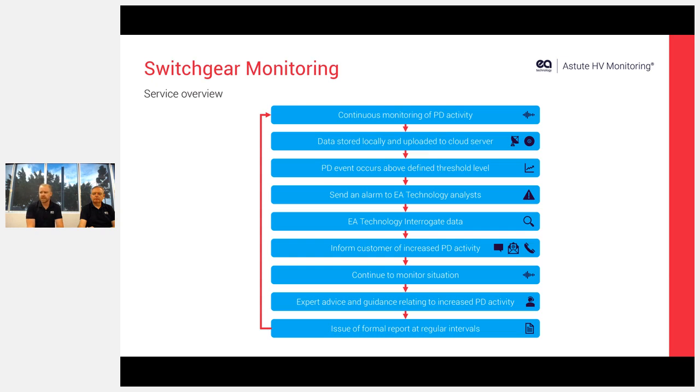We monitor the PD activity remotely. The data logged by the monitor is stored locally within the machine and uploaded to the cloud server. If a PD event occurs above set threshold levels, we receive an alarm, and our analysts look at that alarm and figure out whether it's a true PD event and what the next steps are. If it is deemed to be PD, we inform the customer, whether by email, phone call, or however the customer wants to be informed. We then continue to monitor the situation.